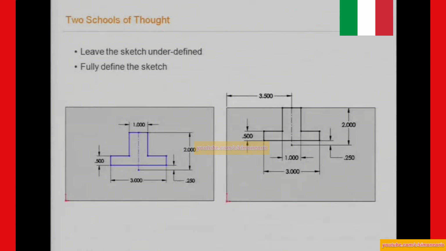Everything we've done so far has been with a sketch that is underdefined with no references. Now what we're going to look at is the second school of thought, where you create your feature, the sketch is fully defined, adding references to the rest of the part. Behaves differently.